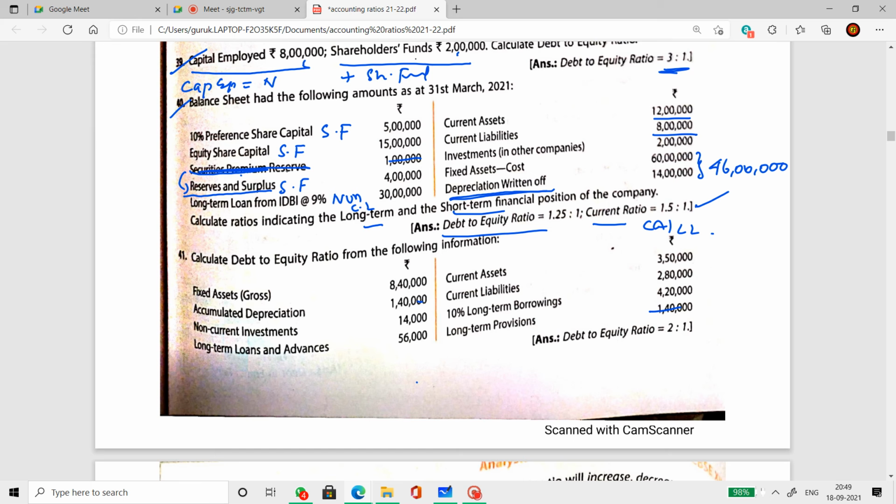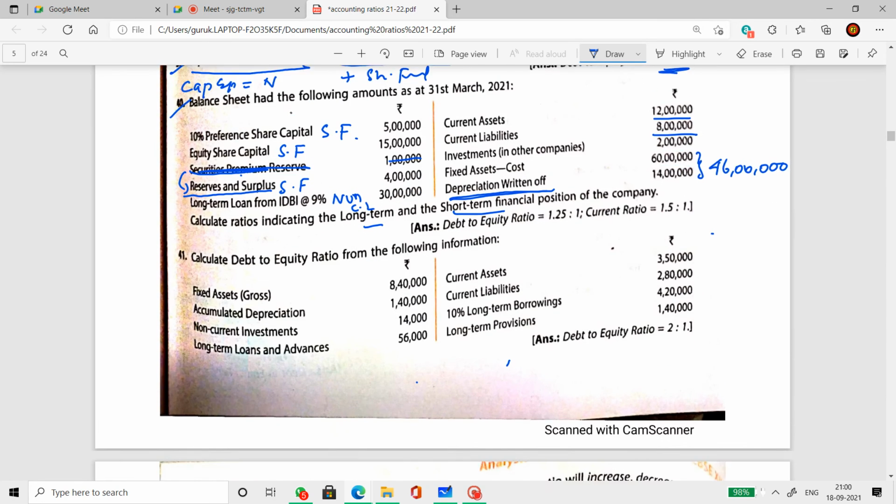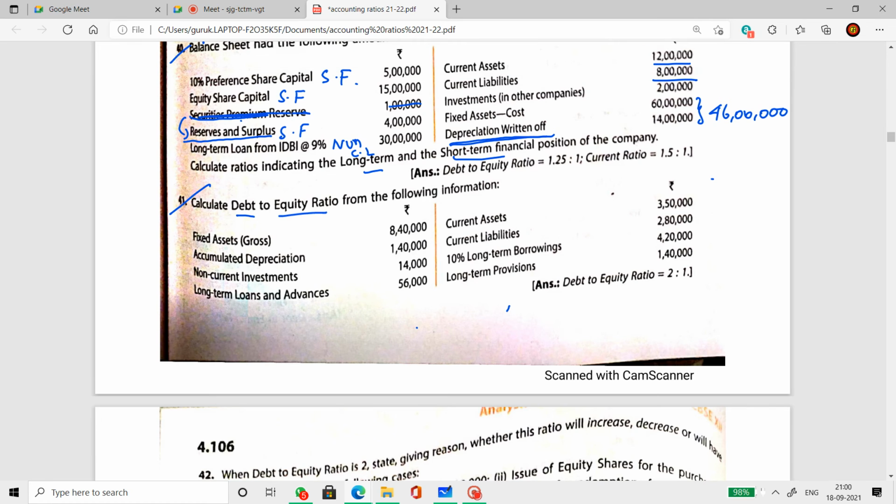So coming to question number 41. The next is question number 41. Calculate debt to equity for the following information. Asset gross 8 lakh 40, accumulated depreciation 1 lakh 40. Something similar to the previous sum.